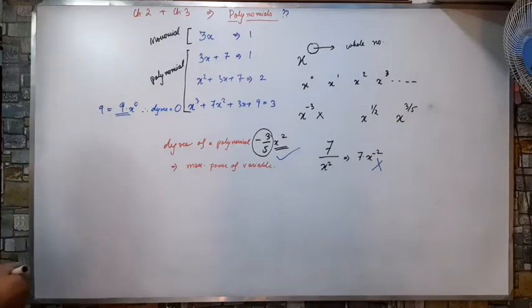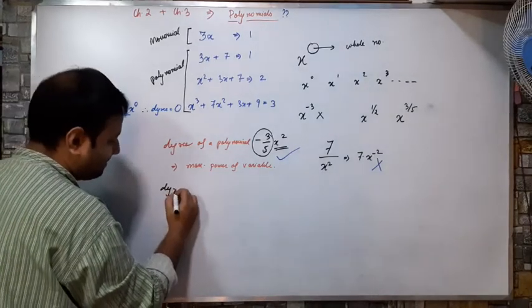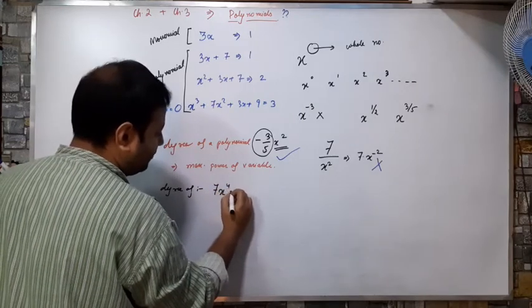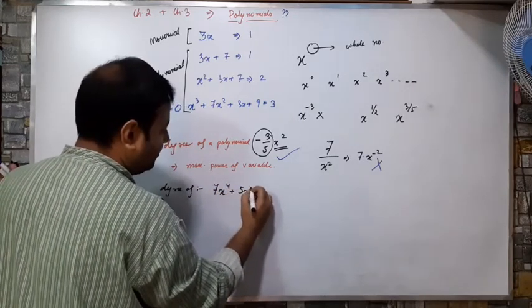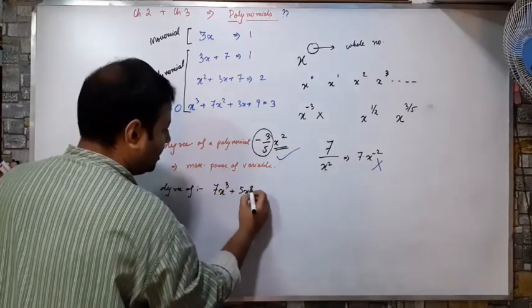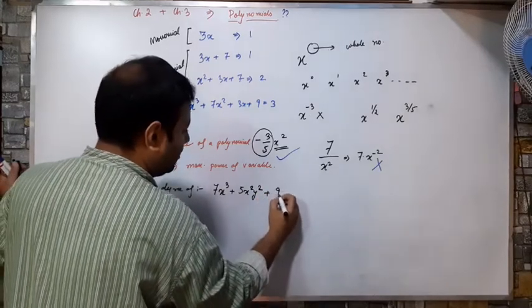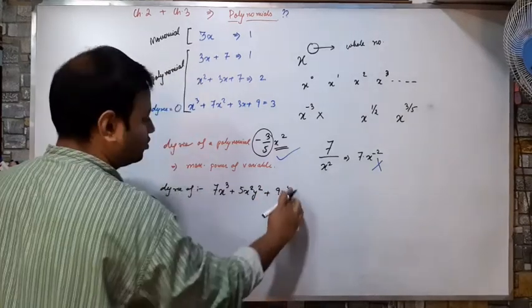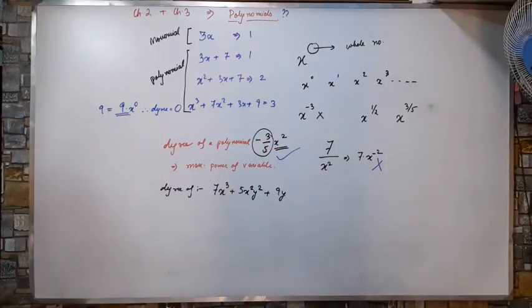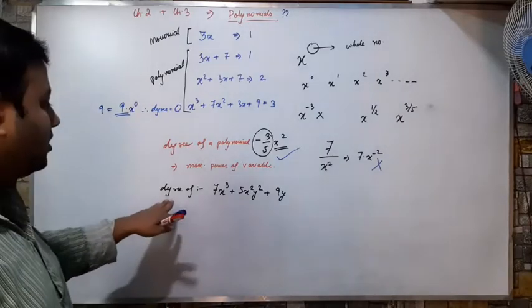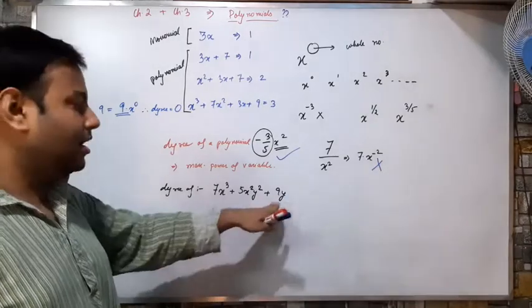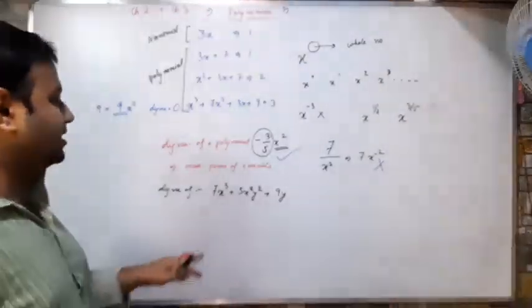Now let me give an example. Find the degree of 7x cube plus 5x square y square plus 9y. You will say the degree is 3.